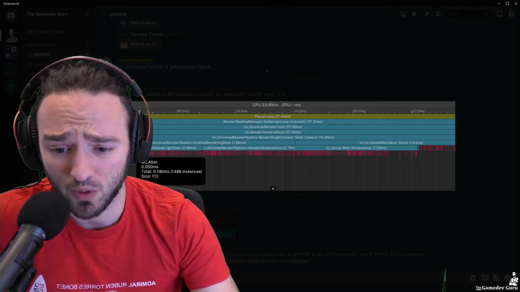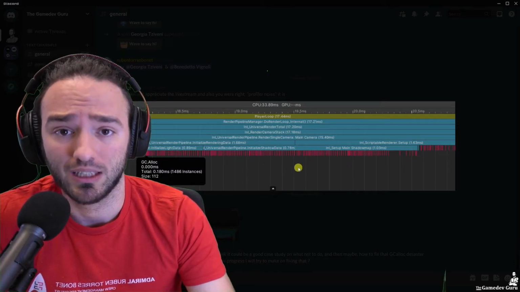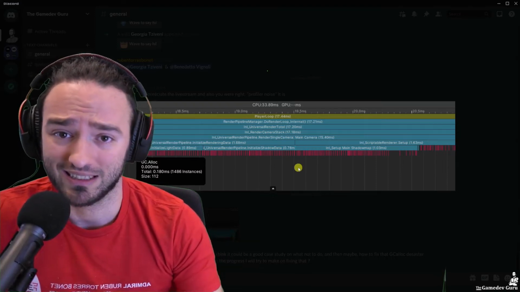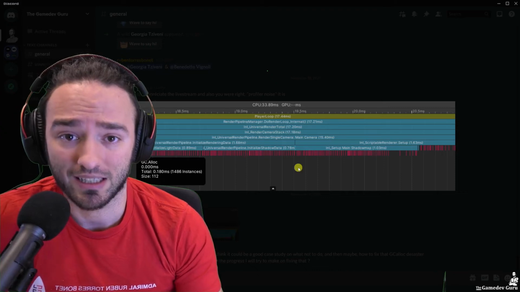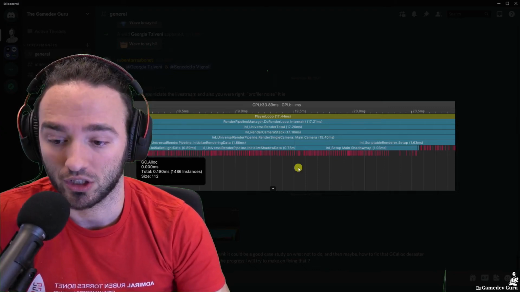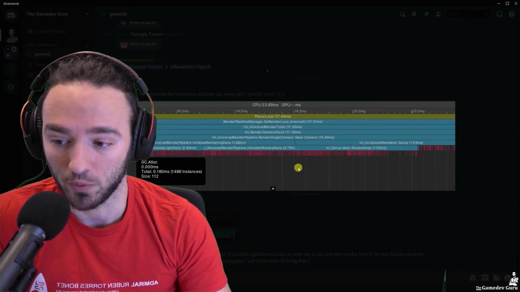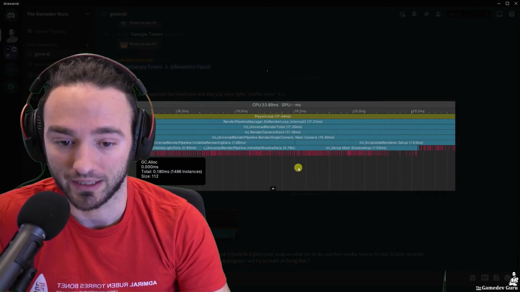So every time that you see one of these red bars, it means you are allocating memory. It means that you are putting technical debt, or some tasks for the future, for the garbage collector, which is going to impact your user, right? You're going to be freezing and slowing down their game.